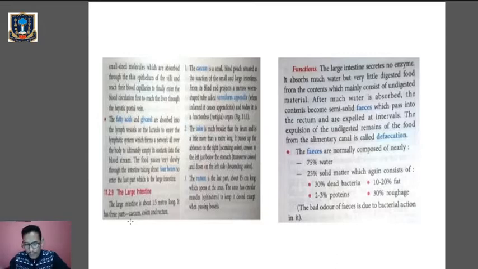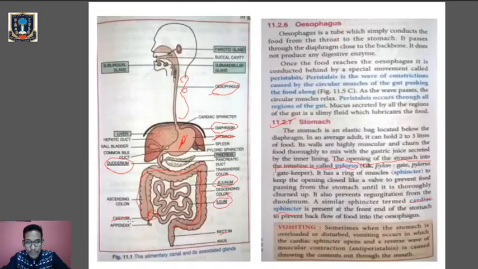Then comes the colon, which is broader than the ileum and is a little more than a meter long. It passes from the abdomen on the right and crosses to the left just below the stomach, and down the left side, the descending colon. That means if you look at the colon, we have got this one from the right side, it's called the ascending colon. Then it just crosses below the stomach. You can see this is the stomach part.